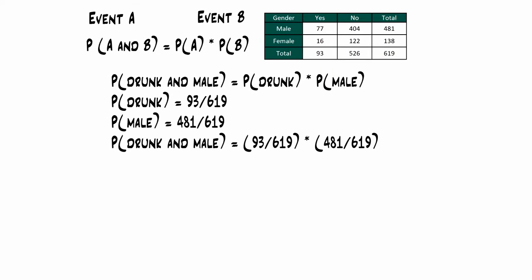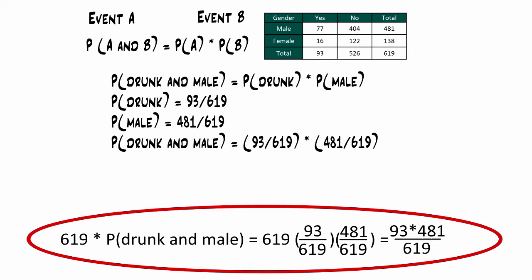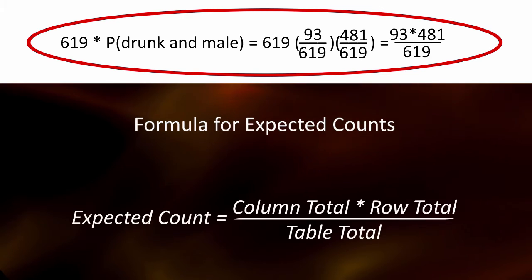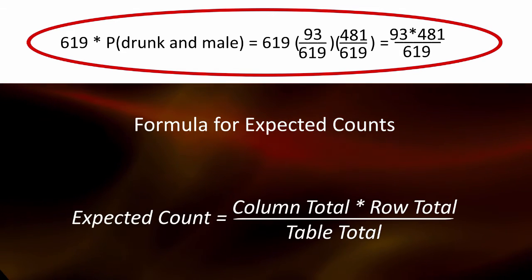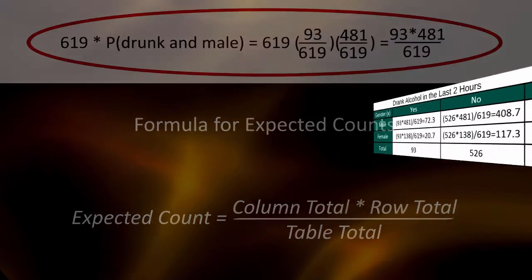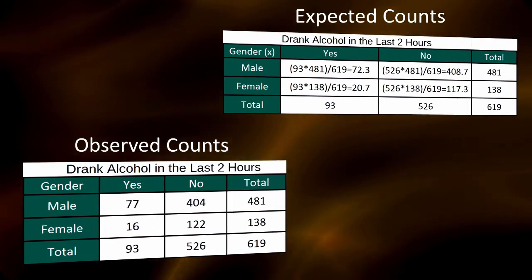Therefore, since there are a total of 619 drivers, if drunk driving and gender were independent, the count of drunk male drivers that we would expect to see are the following, circled here in red. So the formula for calculating expected counts is column total times row total divided by table total. Following this formula, here are the complete tables of expected and observed counts.